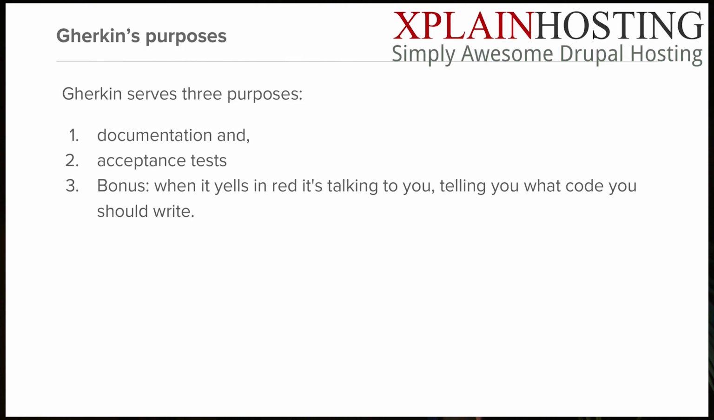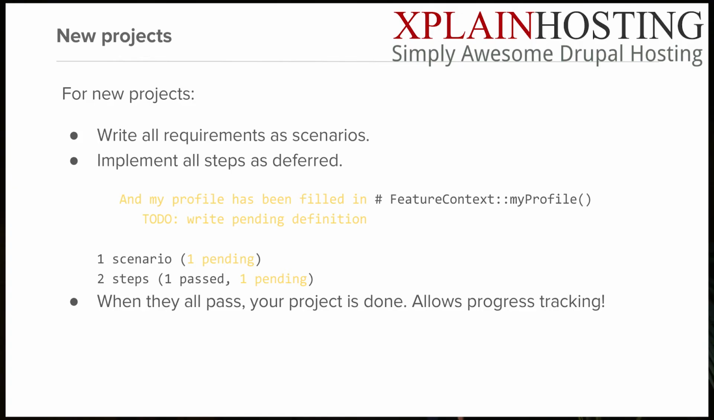But also for new sites, Gherkin has these 3 purposes. It's documentation. What does the site do? How does it do it? It's kind of a contract. When all tests pass, then we have that in the contract. The customer has to accept that everything works. And it helps you as a programmer because it yells at you when the code fails or needs to be written. And that's for new projects.